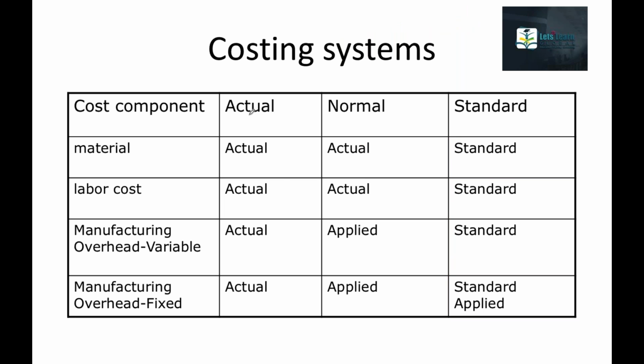So at the moment, actual costing uses only actual cost for giving the estimates, and normal costing assumes material and labor actual, but overheads are applied. Applied means absorbed. Absorbed means assumed, presumed. Under standard costing, we use predetermined costs.